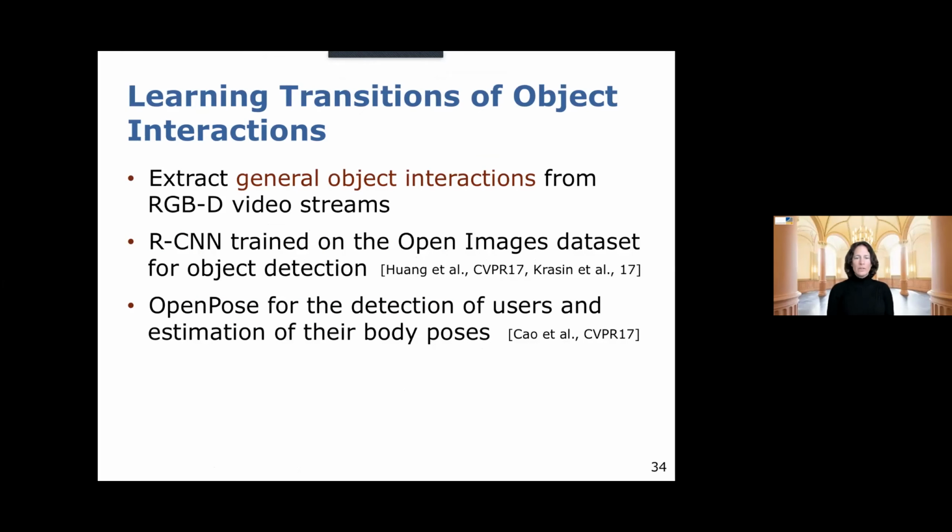Okay, so to learn transitions of object interactions, we developed an approach to extract general object interactions from RGBD video streams. Again, we train a convolutional neural network to detect objects in the RGBD images. Additionally, we use the OpenPose system for the detection of users, so for the detection of humans and estimation of their body poses.